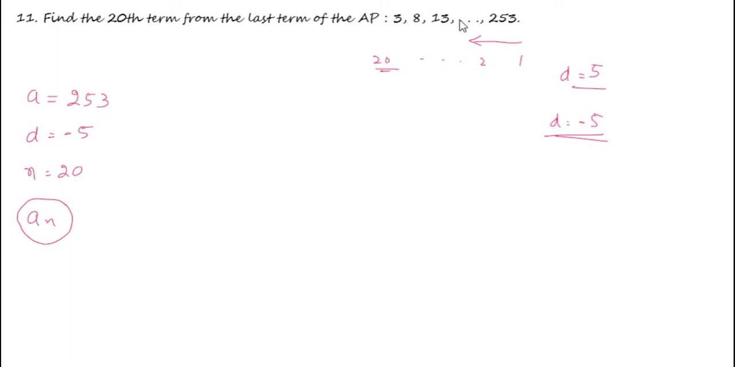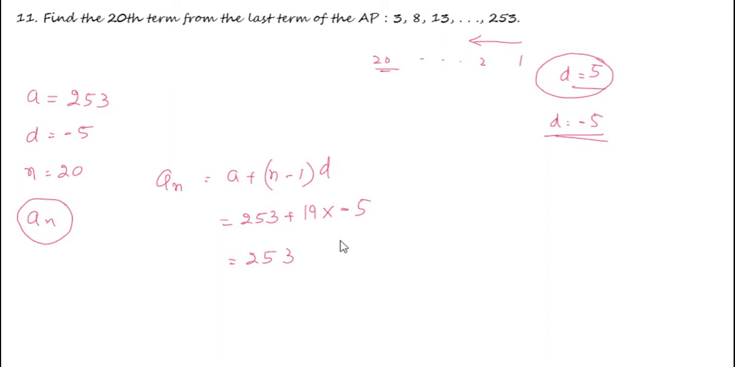We need to write the series in the reverse order. D in this series is 5. When you write in the reverse order, D will be minus 5, and we need to find out 20th term. So AN equal to A plus N minus 1 into D. A equal to 253 plus N minus 1, N minus 1 is 19 into D. D is minus 5. So 253, 19 minus 5, that is 95.